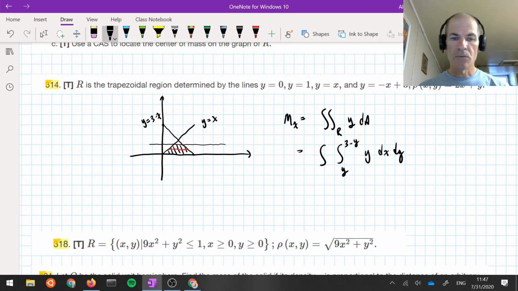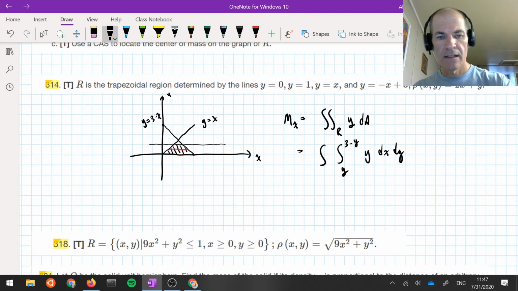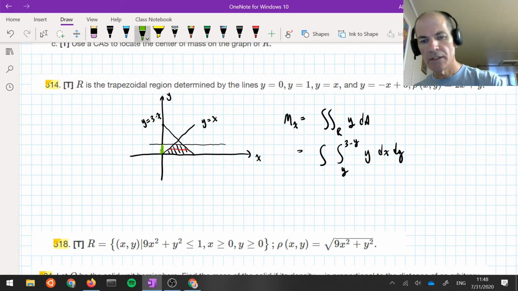All right, once we've accounted for the x direction, we want to squash this thing onto the y-axis. And that's going to cover this little section right here from 0 to 1. So we know that y is going to go from 0 to 1.